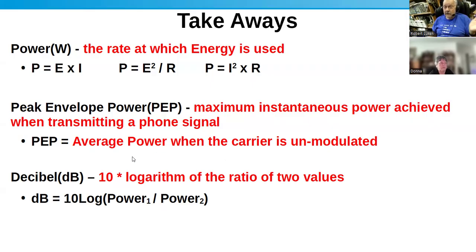And decibels are 10 times the logarithm of the ratio of two values. If the ratio is greater than 1, the decibel value is positive. If the ratio is less than 1, it's going to be negative.